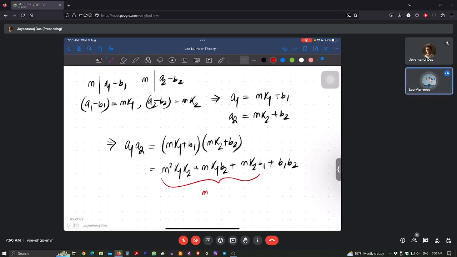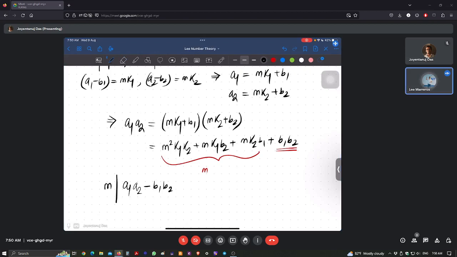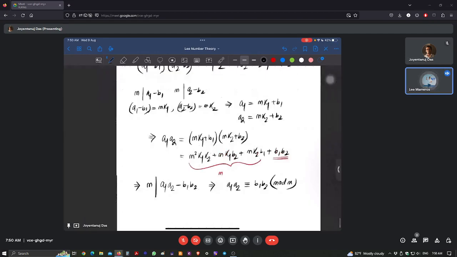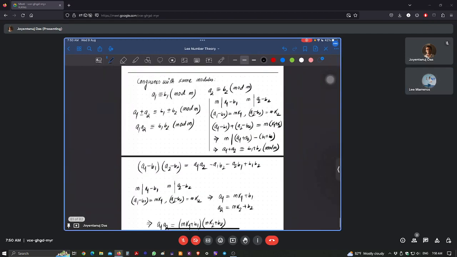This part is not, so then this is the remainder, right? So if I subtract to the other side, this is divisible by M, so M divides this thing. So from here we actually have that A1 A2 is congruent to B1 B2 mod M. So this is how you get the product thing.